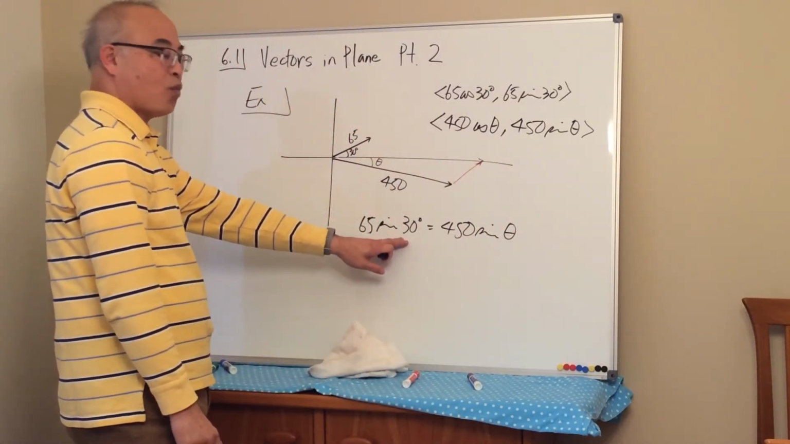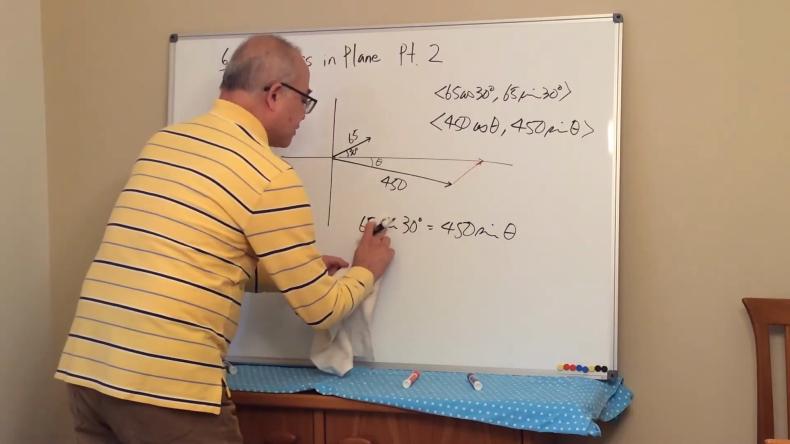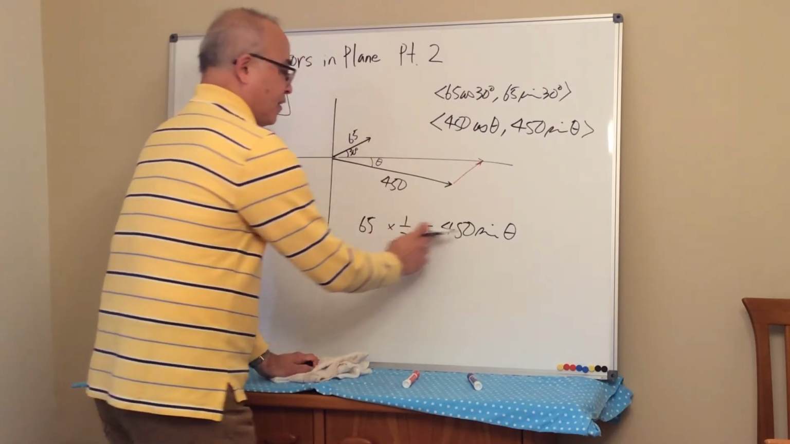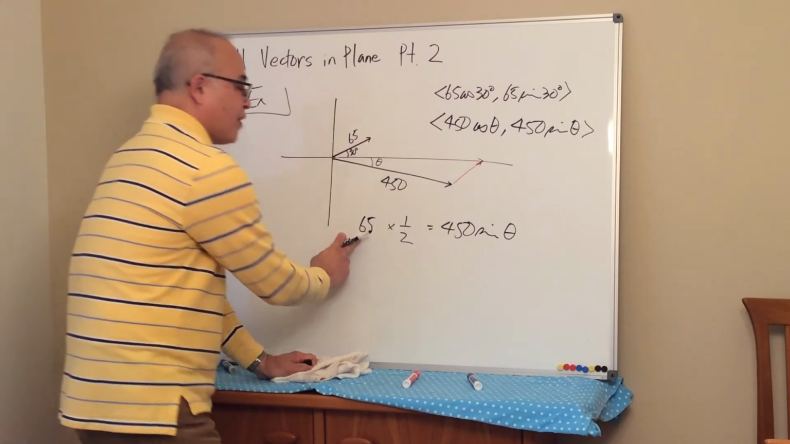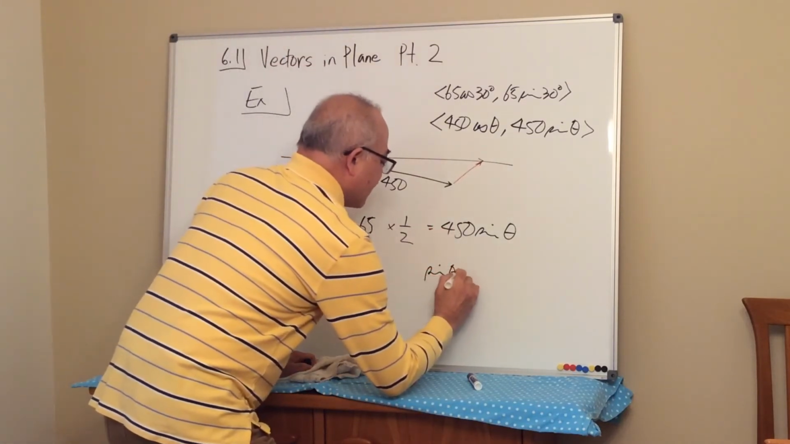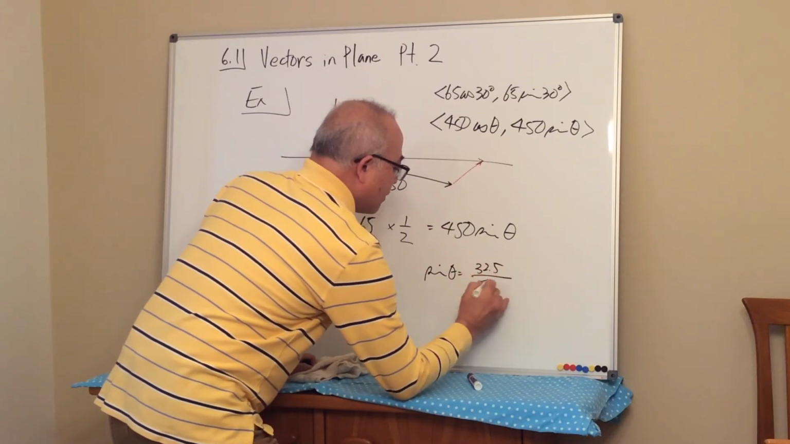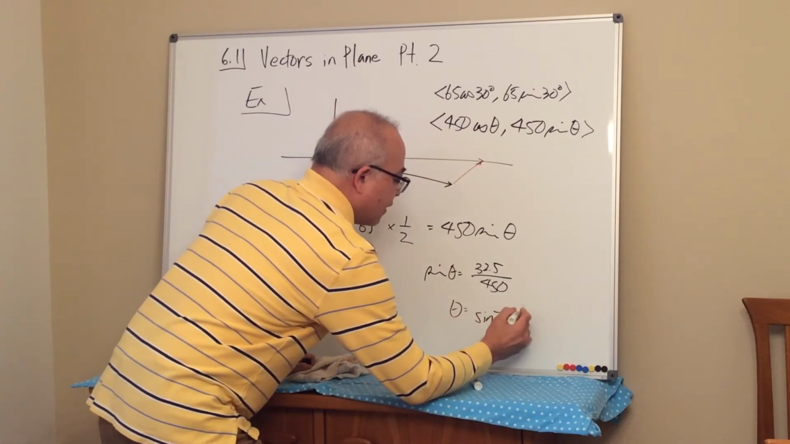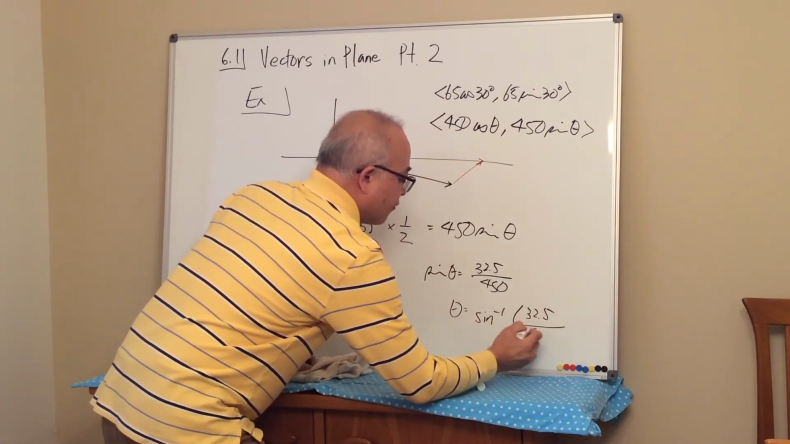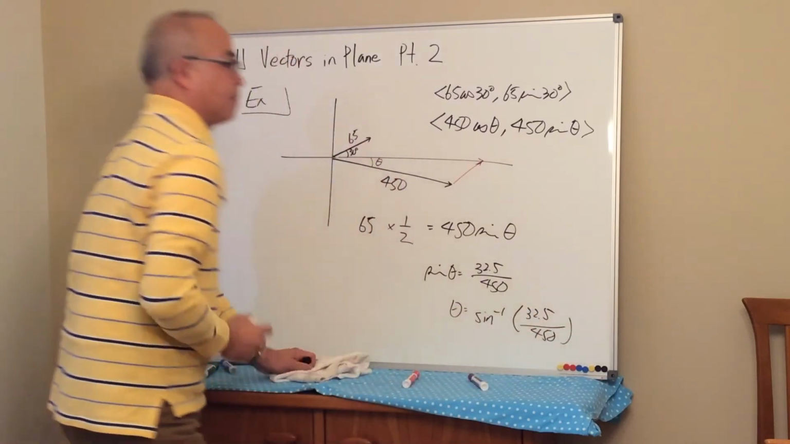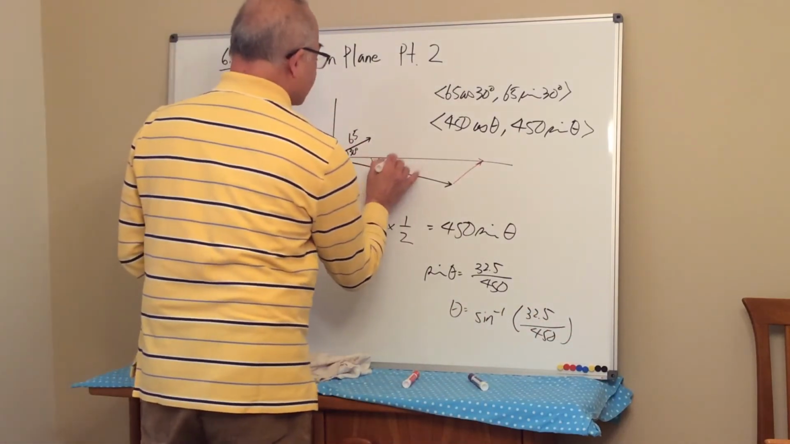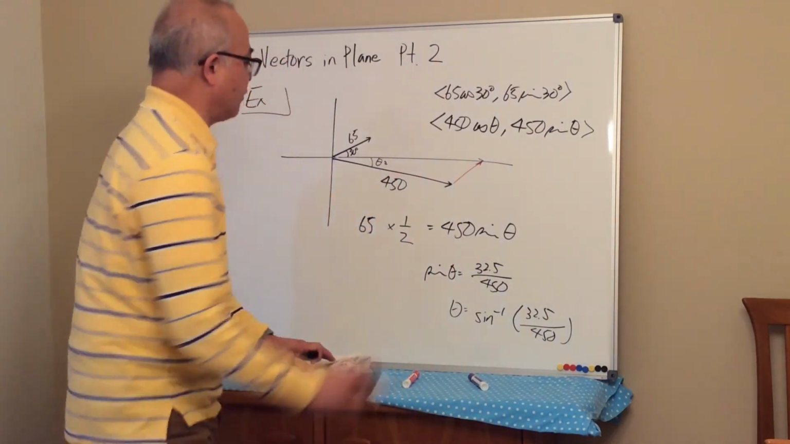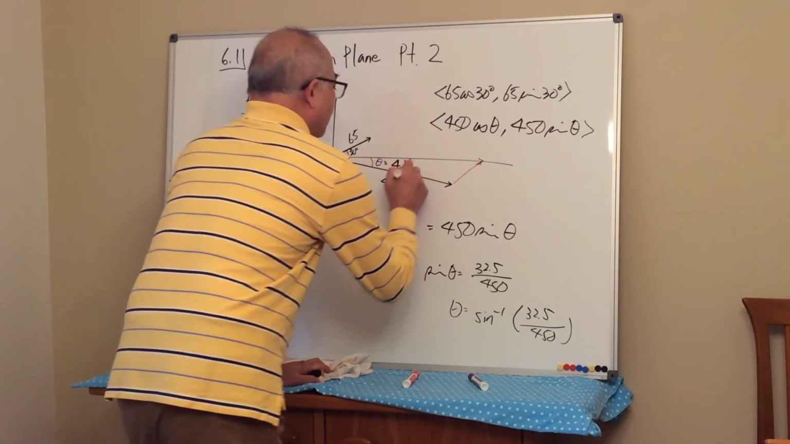Sine 30 is 1/2. So what I get here, 1/2 of 65 is 32.5. So sine theta is equal to 32.5 divided by 450. Theta is going to be equal to the arc sine of 32.5 over 450. If I do that, I find that theta is equal to 4.14, okay?